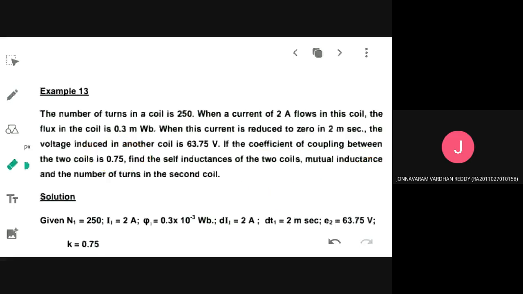Self-inductances L1 and L2, mutual inductance M, and the number of turns in the second coil. So L1 you need to find, L2 you need to find for the two coils. Then the number of turns in the second coil. The number of turns in the primary coil they have given, but they have asked you to find N2, and M also they have asked. So how will you possibly solve the problem?